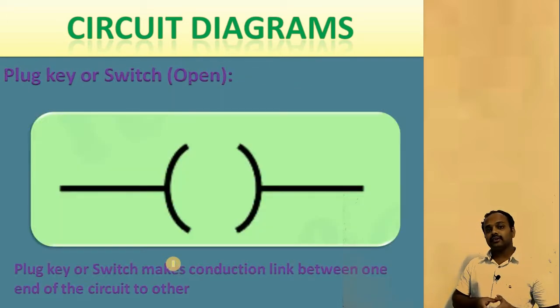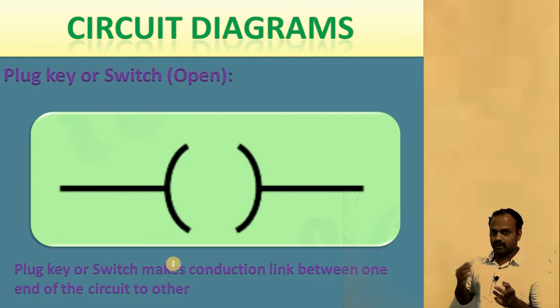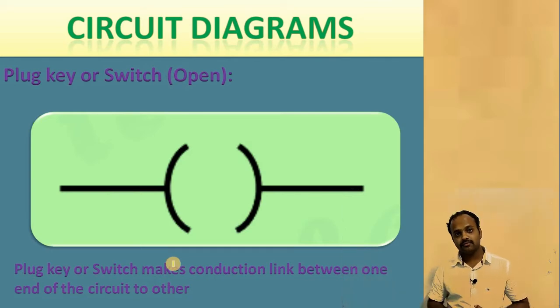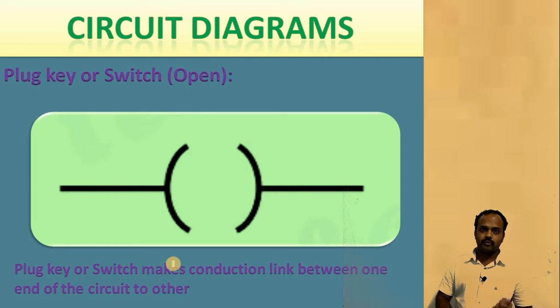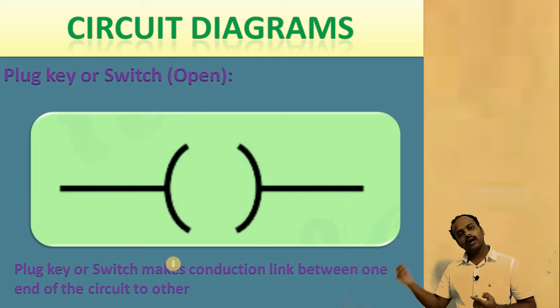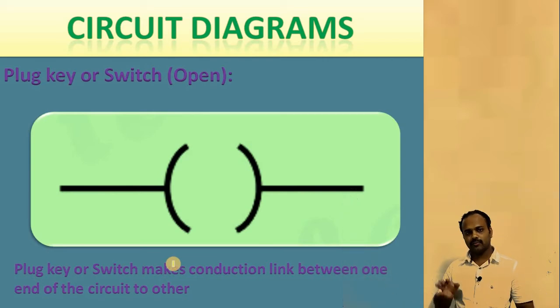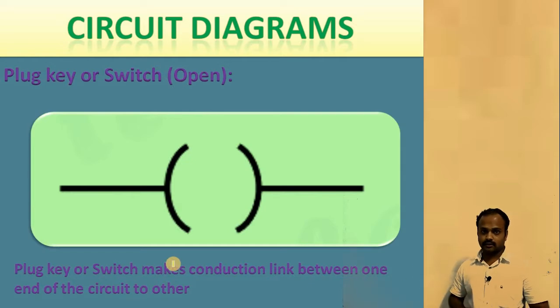Next one is the plug key. Here a bracket and two terminals. The bracket is the symbol for a plug key or a switch. What is the function of a plug key or switch? A plug key or switch makes the conduction link between one point of the circuit and the other point.